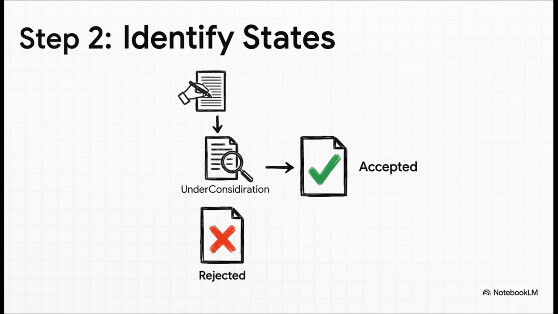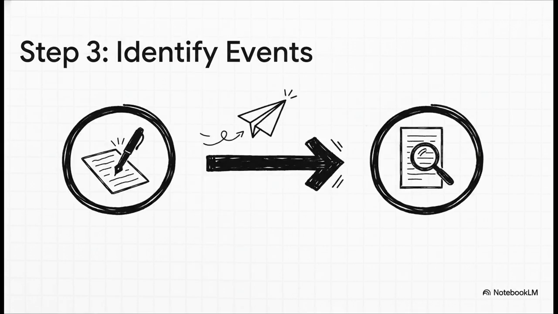Next up, step 2, we identify the states. A state just describes what the object is doing at a specific moment. For our paper, it starts its life in the being written state. After it's submitted, it moves to under consideration, and from there, its journey can end in one of 2 final states: accepted or rejected.